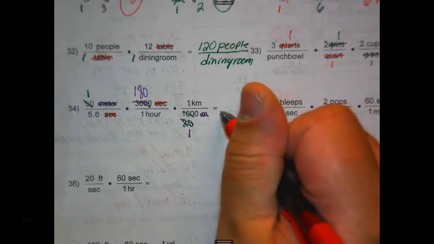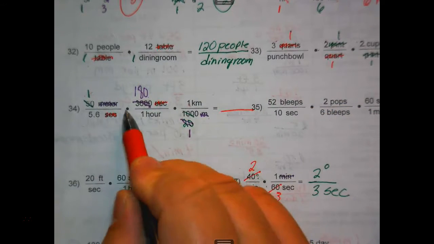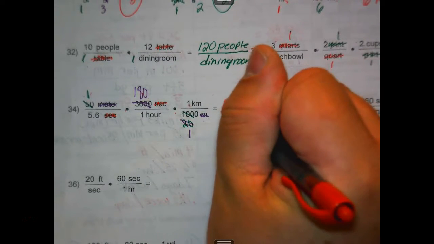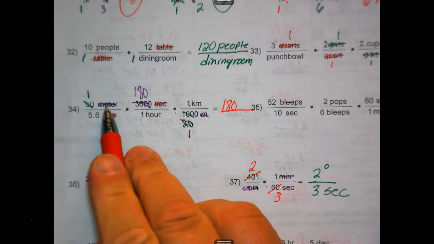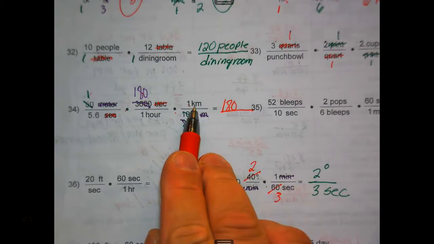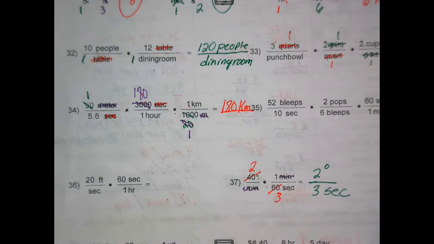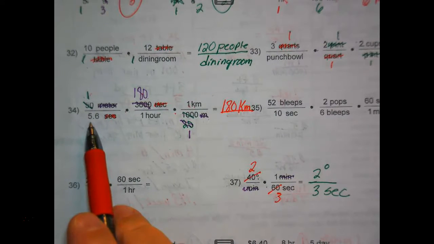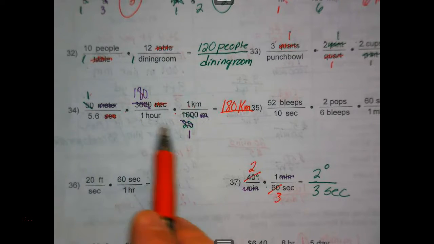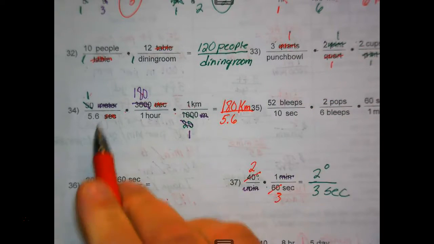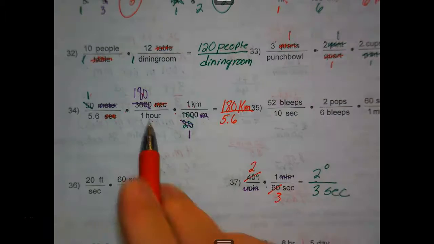1 times 180 is 180, and we're left with kilometers. See the bottom? 5.6 times 1 is 5.6. And we have hours.